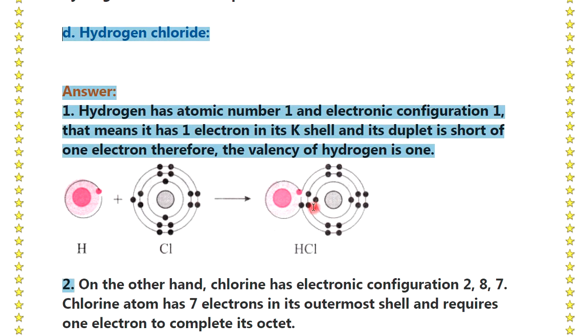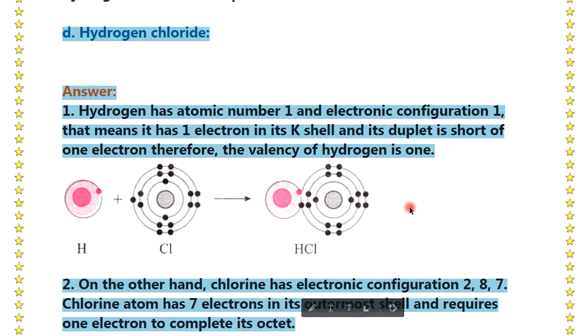D is hydrogen chloride. Answer: hydrogen has atomic number 1 and electronic configuration 1. That means it has 1 electron in its K shell and its duplet is short of 1 electron. Therefore, the valency of hydrogen is 1.